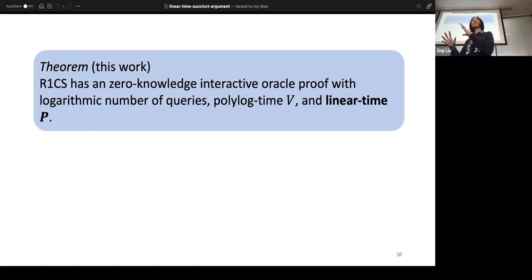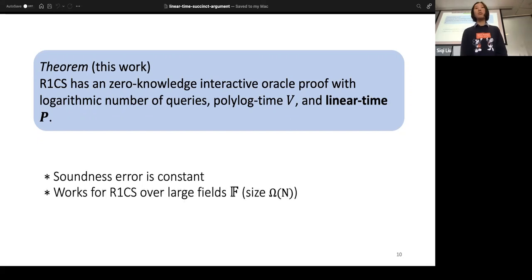So from Kilian's method, we see that what really underlies the succinct argument is an IOP. In this work, the IOP that we construct for R1CS is a zero knowledge IOP with a logarithmic number of queries, a polylog time verifier, and a linear time prover. These are the parameters achieved by this protocol. I need to mention two caveats. First, this protocol has constant soundness error, so it does not achieve any subconstant soundness error. Second, it only works for R1CS instances over a large field.